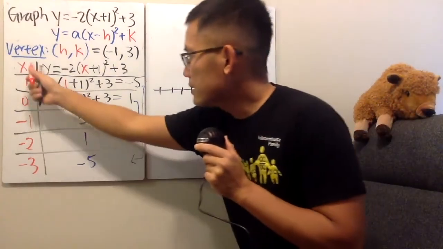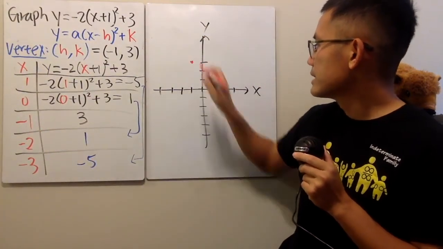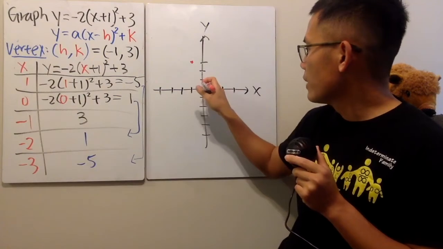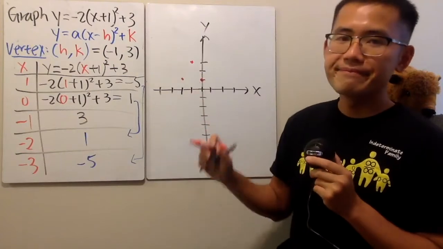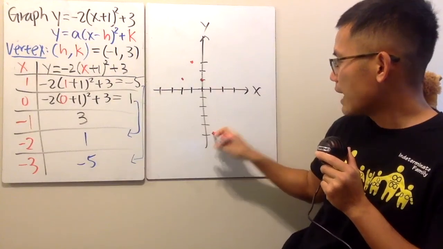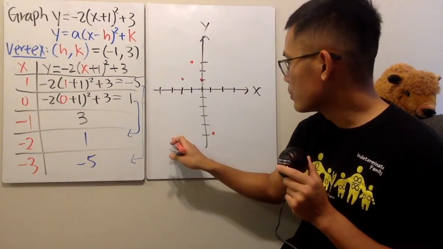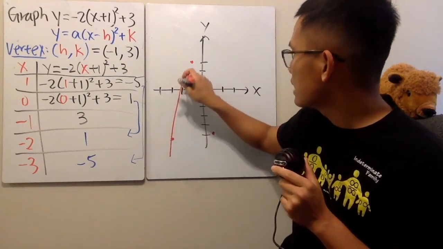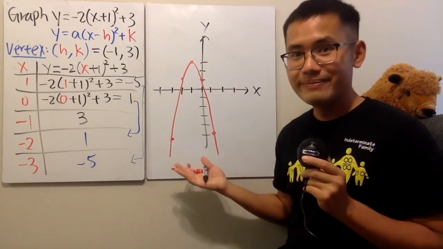All right, when x is -1, we have 3, so that's a vertex. -1, comma 3, that's what we have. Next, 0, comma 1, so 0 is for the x, 1 for the y. -2, comma 1, -2 for the x, 1 for the y. And then 1, comma -5, 1 is right here, go down to -5. And then we have -3, comma -5. -3, and then go down to -5. So we have our 5 points. Let's go ahead and connect the dots with our parabola. Just like this. That's it.